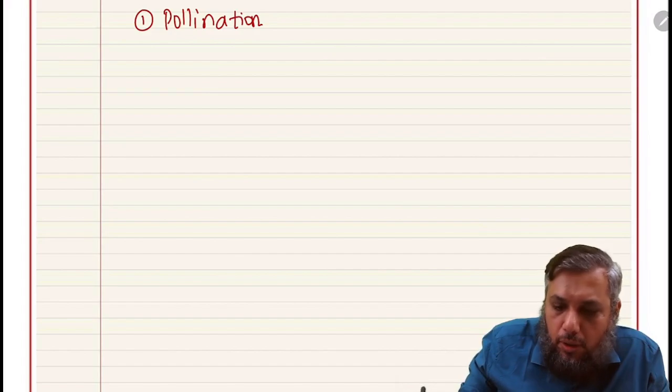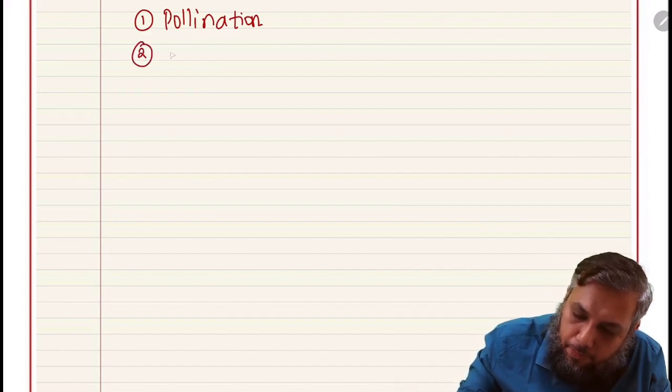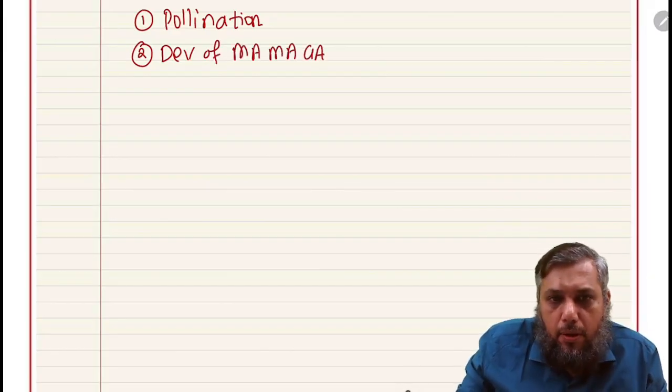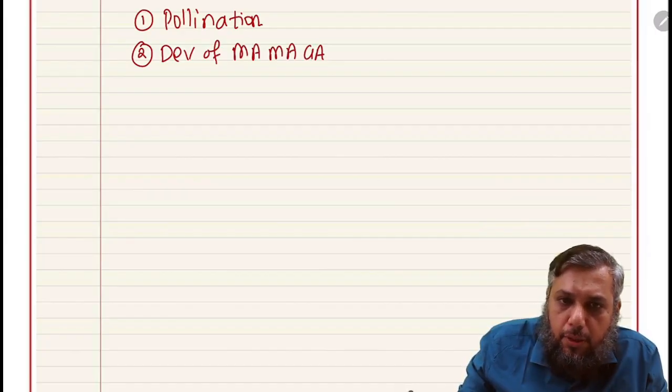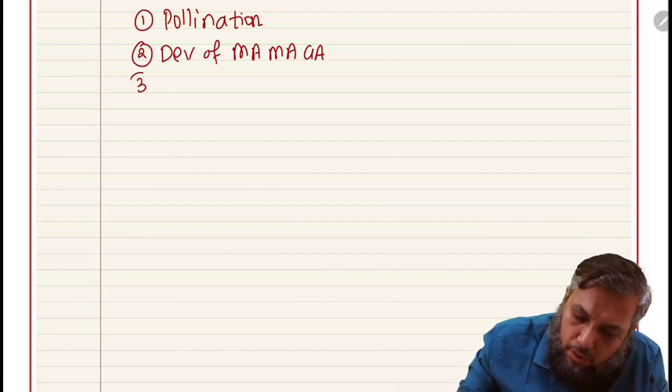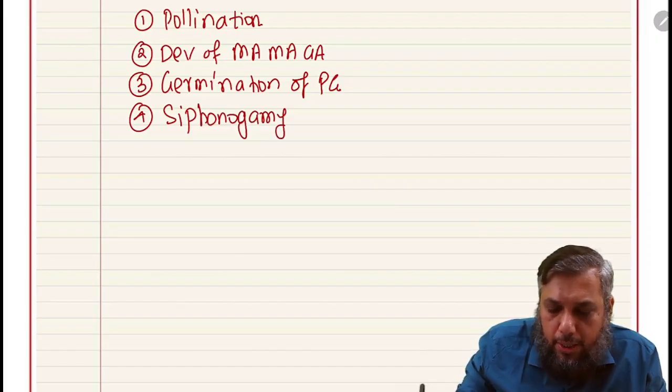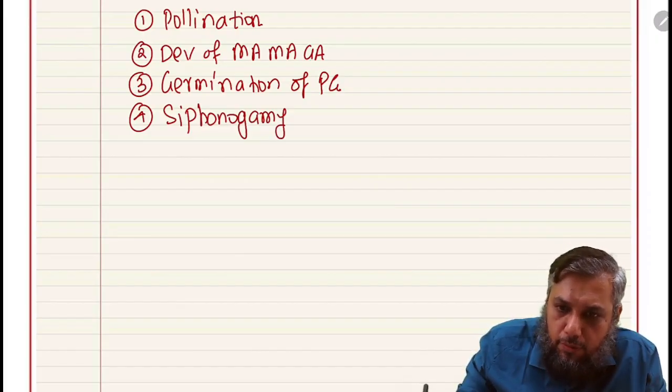Okay, then there will be the development of the mature male gametophyte. I have taken into consideration that the development of mature female gametophyte has already occurred inside the ovule. There will be the germination of the pollen grain, followed by siphonogamy, where the pollen tube will carry the male gametes towards the egg for fertilization.